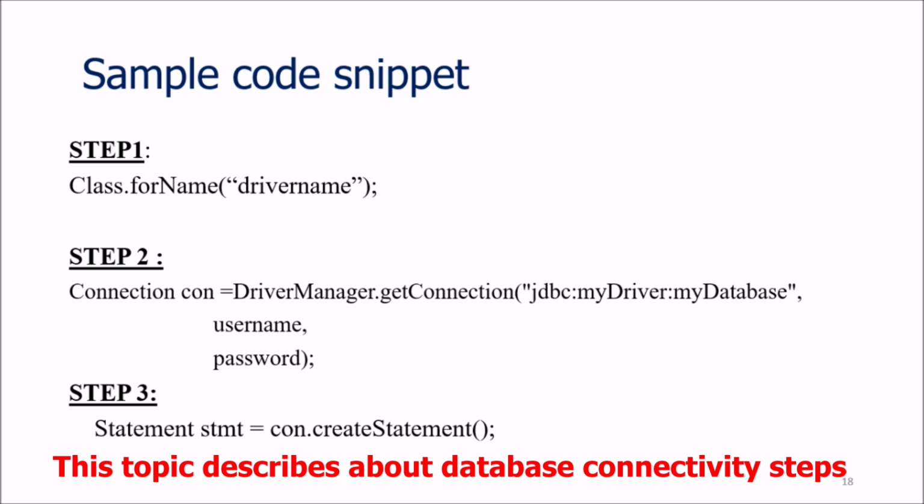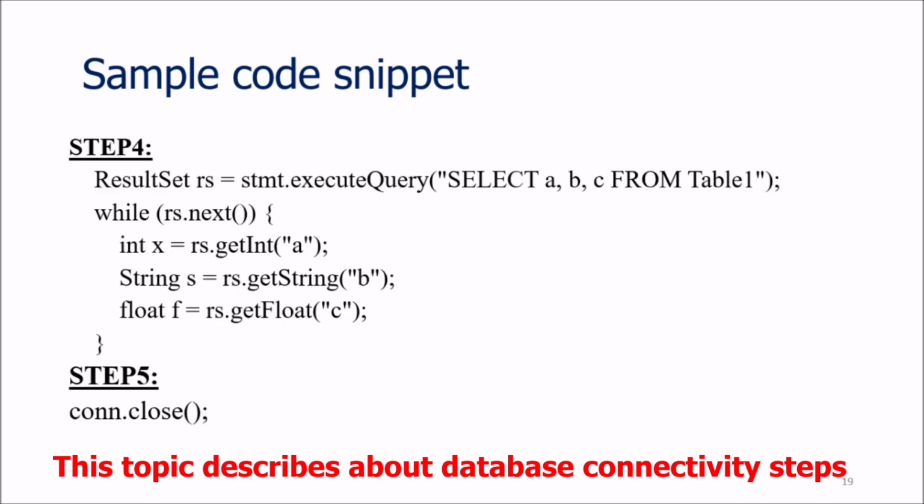And the third step is we have to create a statement object. This statement object will be used to execute the queries. The fourth step is the statement object will execute the query. That result will be stored in the result set object. Then these results are processed in order to get useful information. That information will help to make business decisions. And the final step is closing the connection.